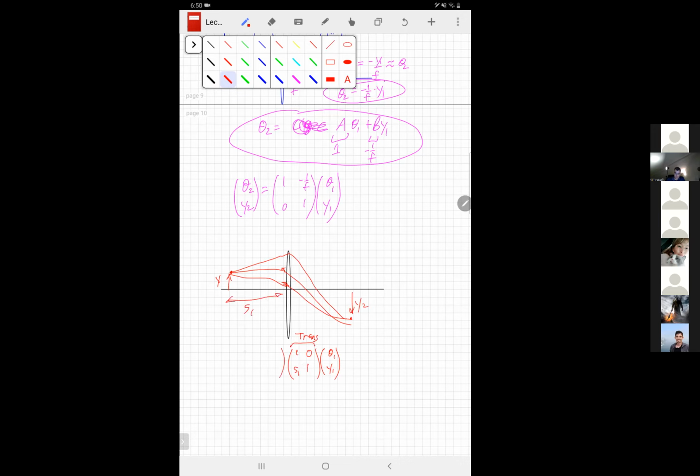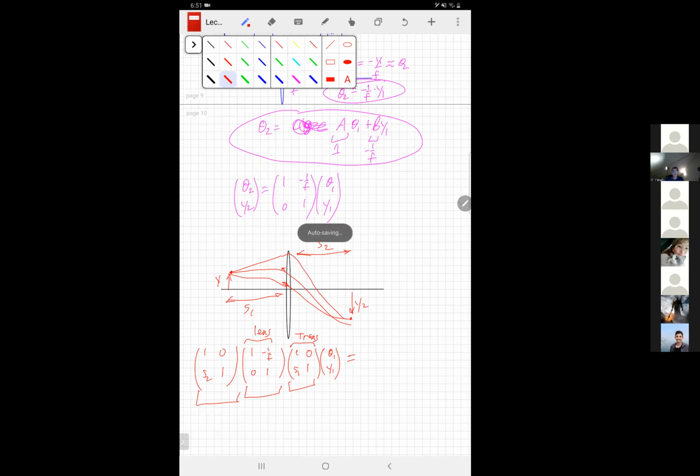The next thing we'd have to do is send it through a lens. And then the next thing we'd have to do is send it a distance S2. 1, 0, S2, 1. I know that seems counterintuitive, that the first thing you do is on the right, and then the next thing you do is one over to the left, and then the next thing you do after that is even further to the left.